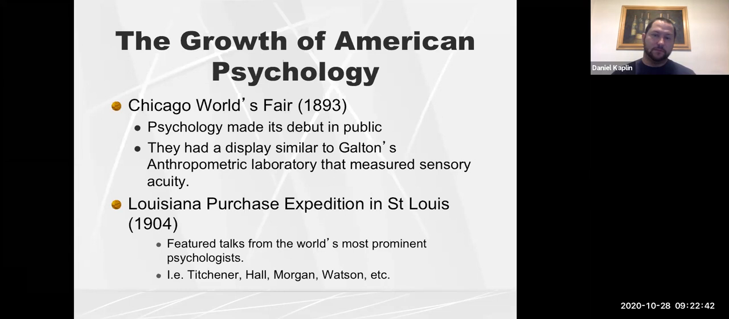Now, in terms of St. Louis, we had the Louisiana Purchase Expedition in 1904. And here is where you had some of the most prominent psychologists of the day. So Titchener was there, we talked about that. G.S. Hall was there, Morgan was there, Watson was there. Now you may not have heard of these names yet, but you're going to throughout this semester.